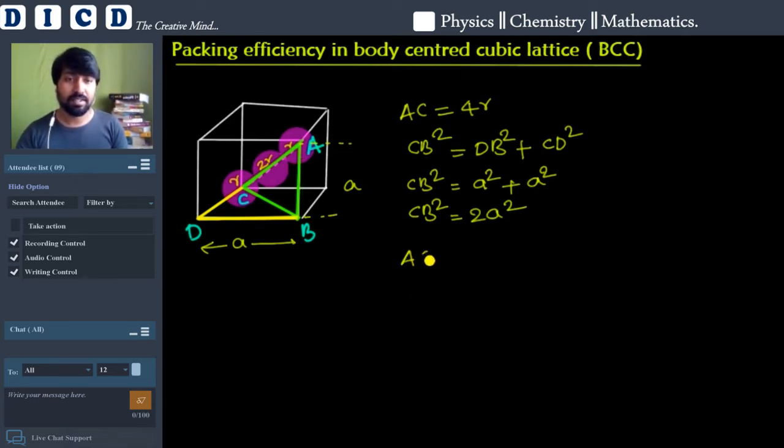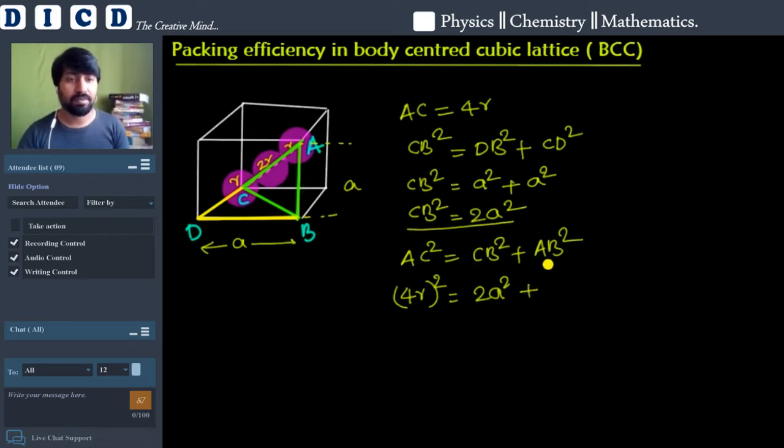We have to find out the AC now. Therefore AC square is equal to this length CB square plus AB square. Now AC square, we know, is given by (4R) square, and that is equal to CB square, which we already calculated as 2A square, plus AB square, that is A square. So (4R) square is equal to 3A square. Now taking the square root on both sides, we get 4R is equal to square root of 3 into square root of A square, which is A.